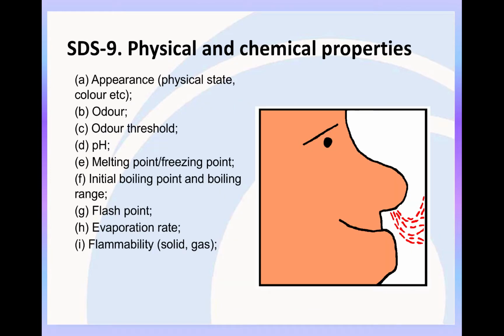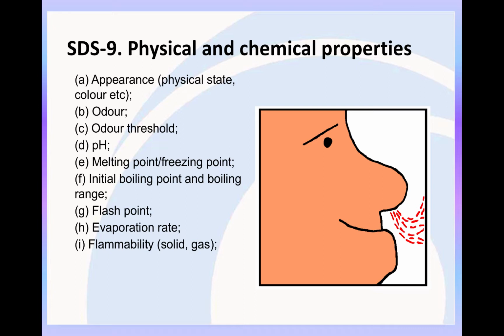Section 9 is the physical and chemical properties. How does it appear? What are the odors? What are the odor thresholds? What's the pH? What's the melting point, the freezing point? What are the initial boiling point and the boiling range? What is the flash point? In other words, when will it explode? What's the evaporation rate? What's the flammability rating, solid or gas?